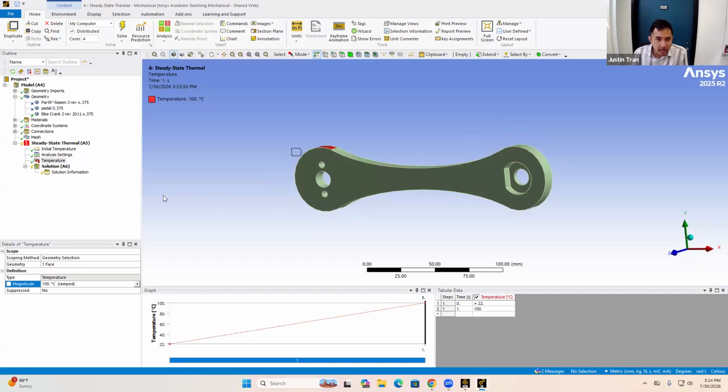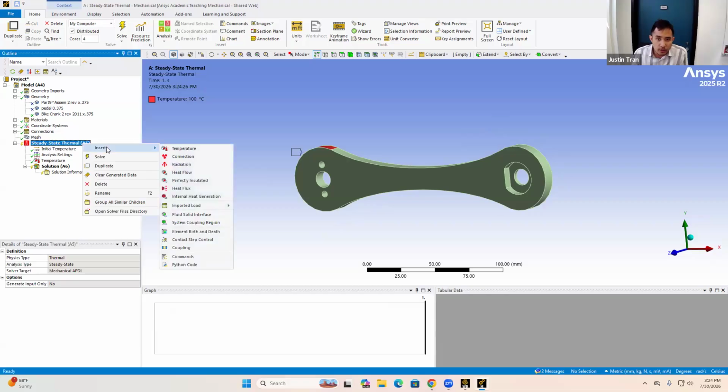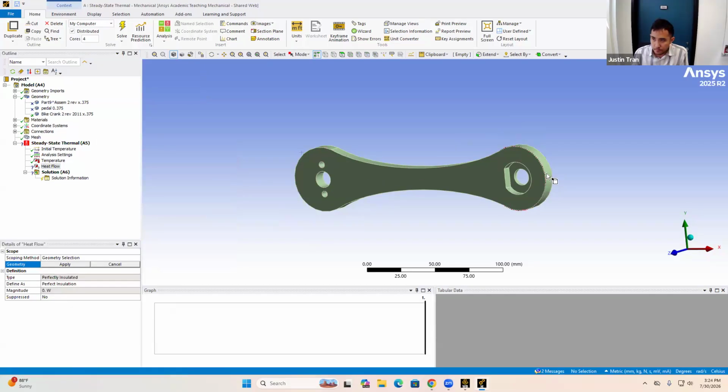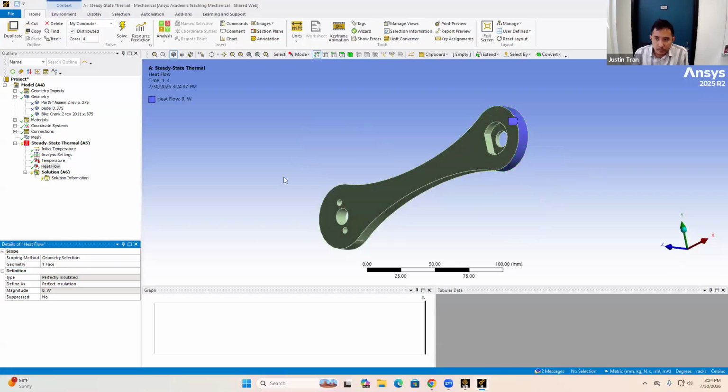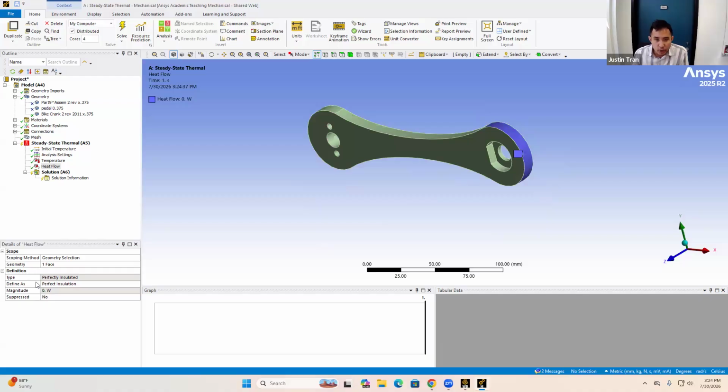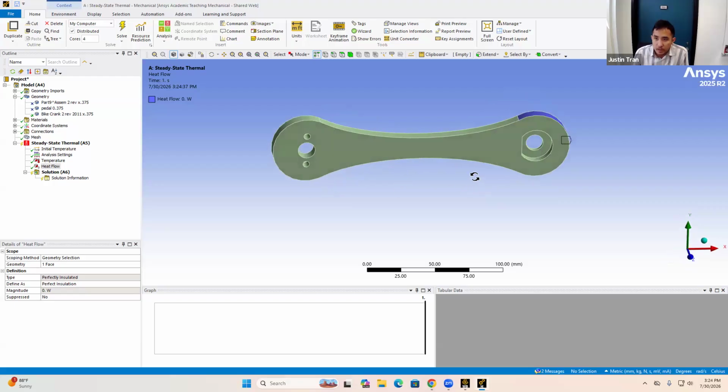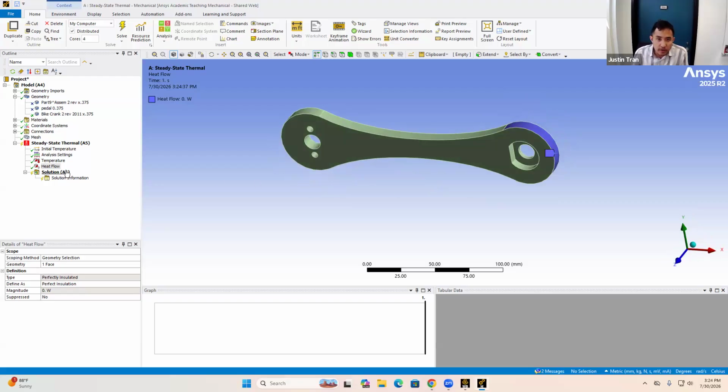And then on this other end, we're going to have an insulated boundary condition. Let's go ahead and insert that. We're going to insert Perfectly Insulated, and then click on this end right there. If you look at the details for the perfectly insulated boundary condition, you can see that this is set at 0 watts. What that means is that 0 watts of energy or power are able to leave the geometry from this region right here. So technically, that's all we need.